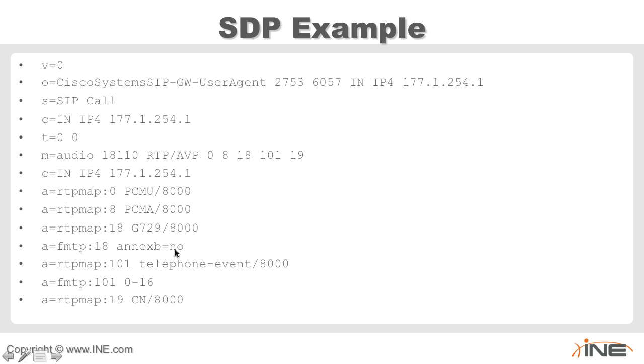18 Annex B is no. So for G729, we are not supporting Annex B. G729 Annex B is VAD. Okay, and VAD is bad. It's also comfort noise generation, CNG. But Annex B is not supported. If it was, it would state Annex B, yes.